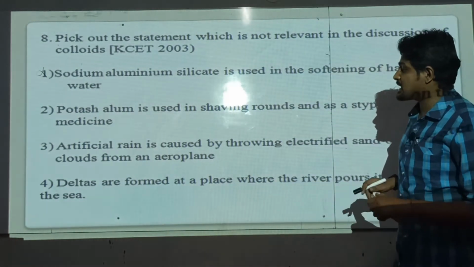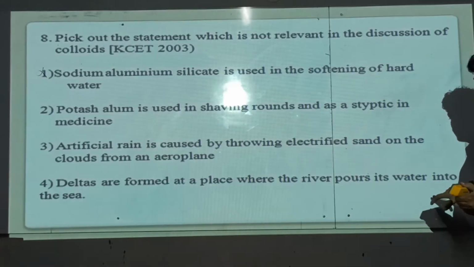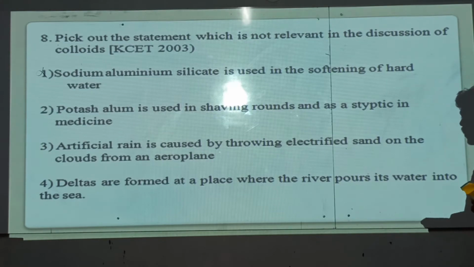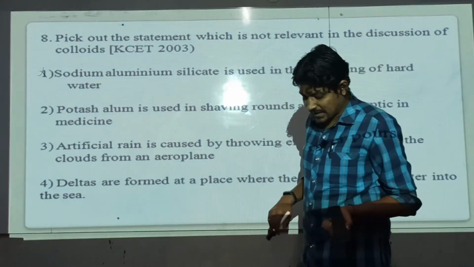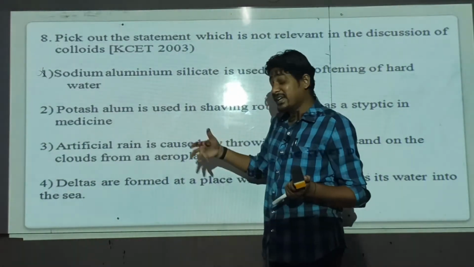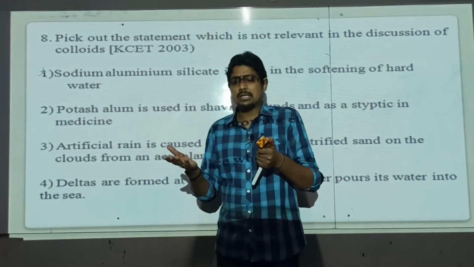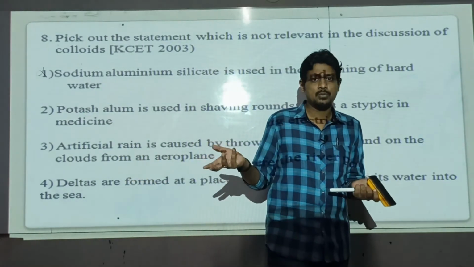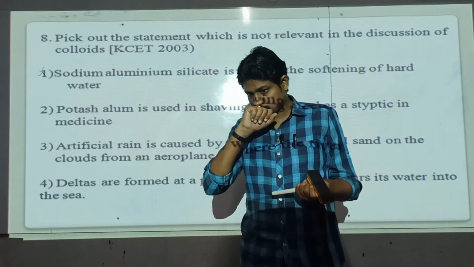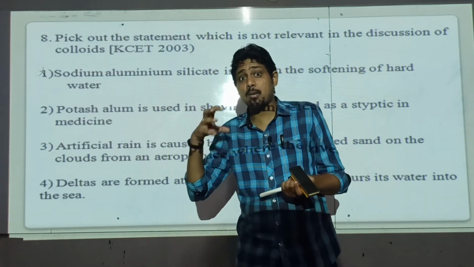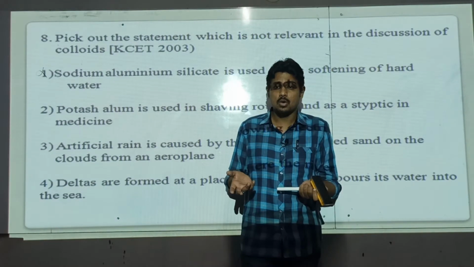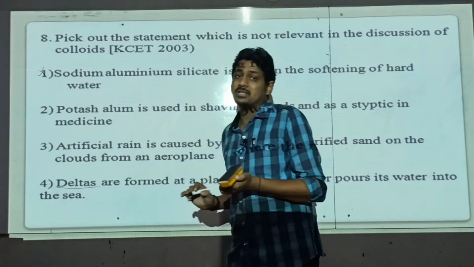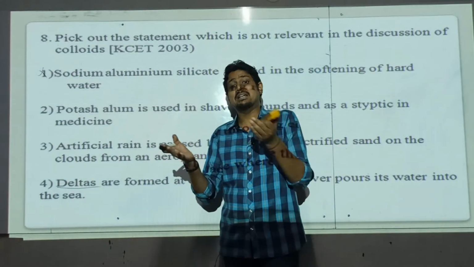Then the last one: deltas are formed at the place where the rivers pour their water into the sea. Delta region means, when a sea meets a river, in the sea a lot of electrolytes will be there, means salt is nothing but your electrolyte. We know that whenever a maximum amount of electrolyte is there, precipitation will happen. So delta region means the place where river and the sea meet.